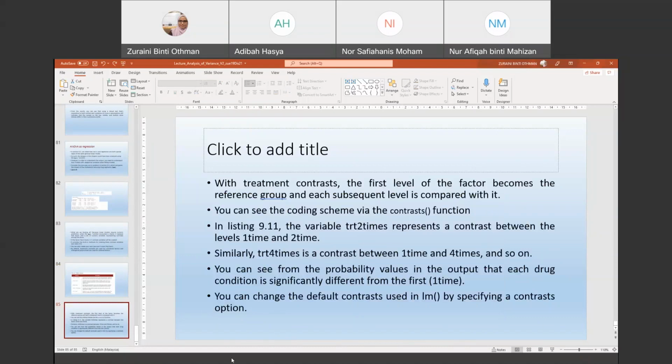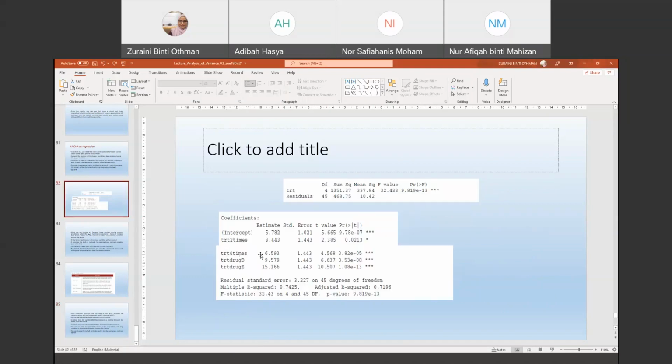Let's look at listing 9.11 in the notes. It represents the contrast between levels. Looking at 9.11, we can see that the variable TRT 2 times represents a contrast between the level 1 time and 2 time. This is the intercept.